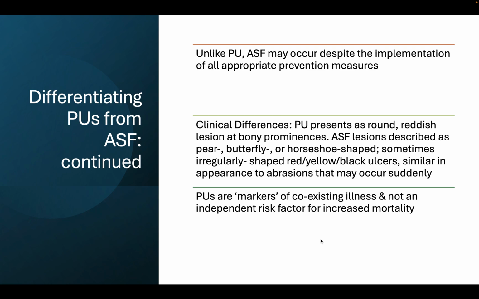The clinical differences: a pressure ulcer presents as a round, reddish lesion at the bony prominences. Acute skin failure lesions are described as pear-shaped, butterfly-shaped, or horseshoe-shaped, and are sometimes irregular-shaped, red, yellow, or black ulcers, similar in appearance to abrasions that may occur suddenly. Pressure ulcers are markers of coexisting illness and not an independent risk factor for increased mortality. However, acute skin failure can be a risk factor for increased mortality.